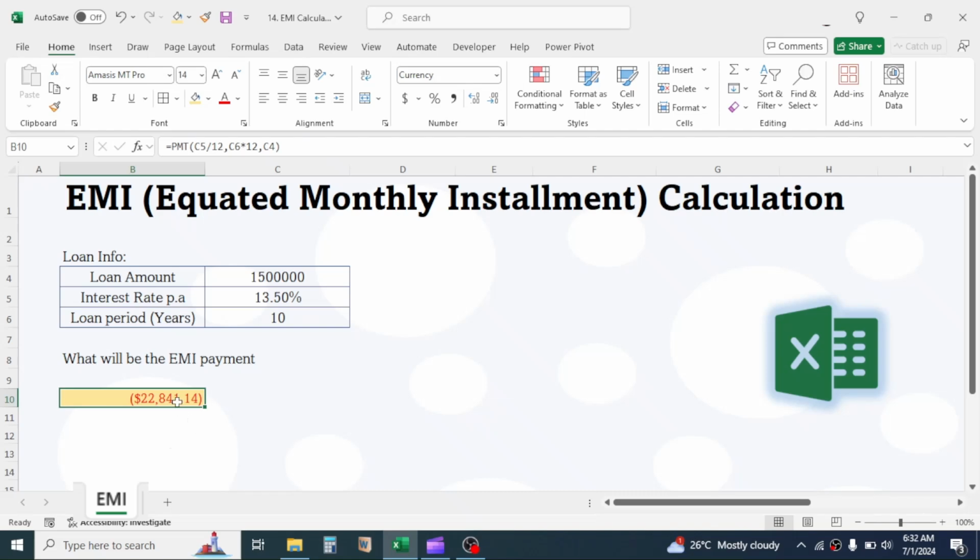If you need to convert this to positive number, double-click on the formula and before PV, put minus symbol. Then press enter. To remove the US dollar format, click on the cell, then change the formatting to general. So, this is how we calculate EMI in Excel.